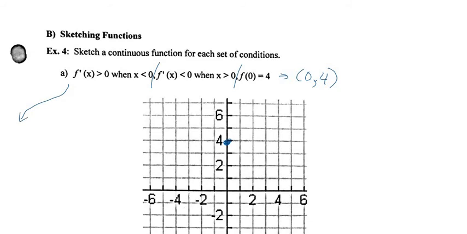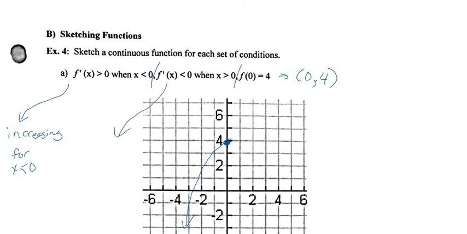The first part of this says f prime of x is greater than 0. And we said that f prime of x means the derivative is greater than 0. So the derivative is positive, which means that this is going to be increasing for x less than 0, for all values x less than 0. So for the first part of this, we're going to be increasing as we go left to right.